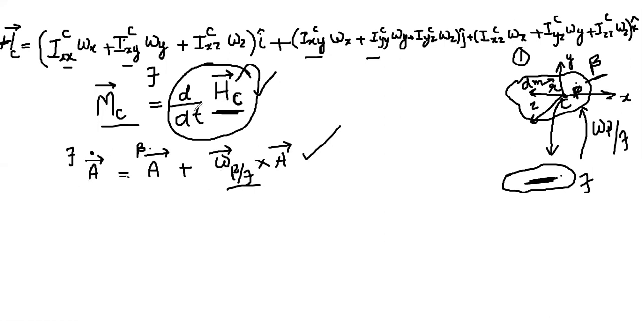Now the problem is very easy for us. We are trying to differentiate a vector which is defined in beta with respect to a system in which it is not defined. So, using this property of derivative, we can simply write that the derivative of H_C with respect to the ground frame of reference is equal to the derivative of this vector with respect to the beta frame of reference, plus the angular velocity of beta with respect to the ground frame of reference, cross product with the vector itself, that is the H_C vector. This is the derivative of it.